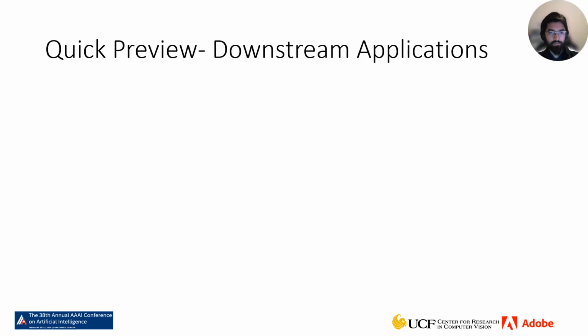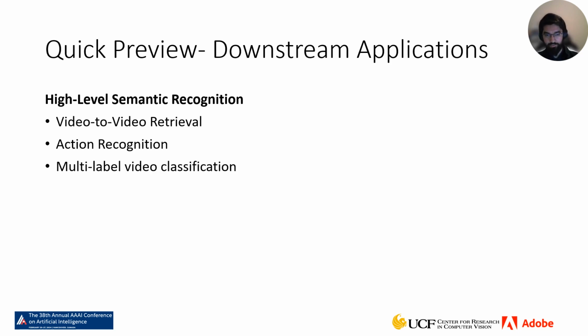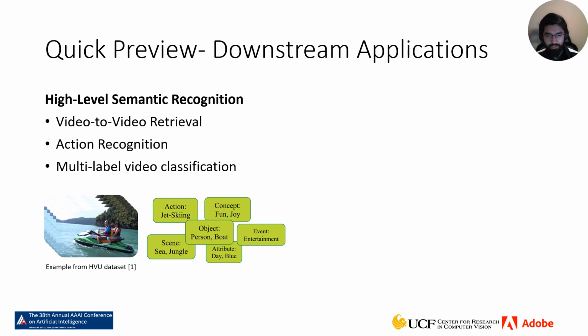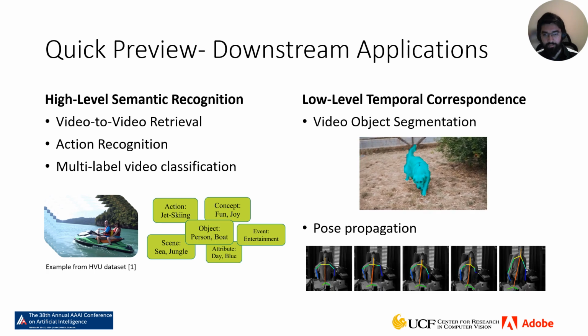Our method is suitable for various downstream applications, for example, high-level semantic recognition tasks such as video-to-video retrieval, action recognition, and multi-label video classification, which is like from a video, one needs to identify various entities, for example, action, objects, scenes, etc. And it's also suitable for low-level temporal correspondence tasks, for example, video object segmentation and pose propagation.